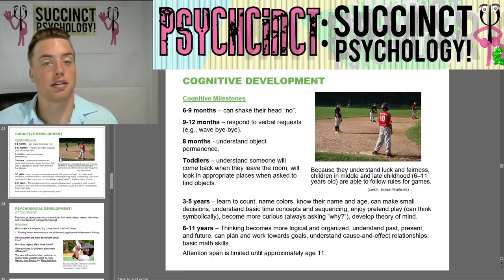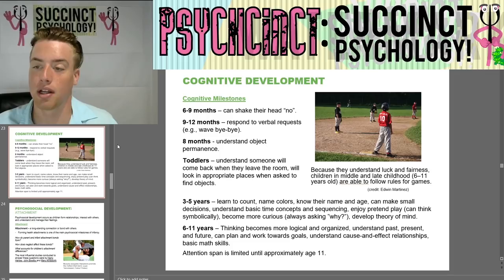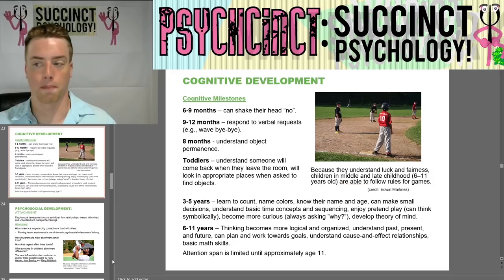At 6 to 9 months, they can shake their head no. At 9 to 12 months, they respond to verbal requests, for example, wave bye-bye. At 8 months, they understand object permanence. Again, I think I said that in the last video, but children before this don't have object permanence.